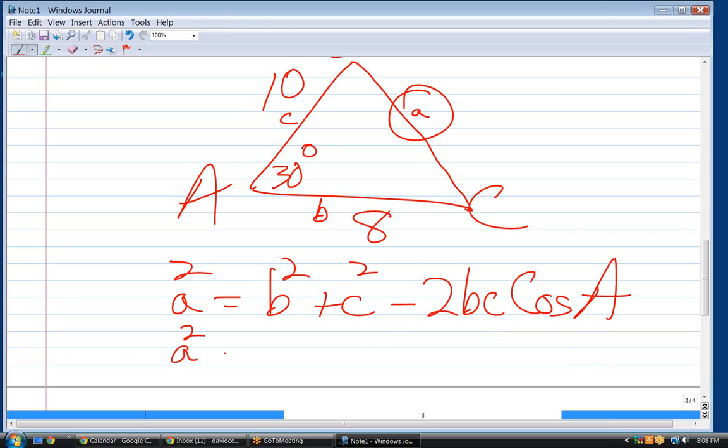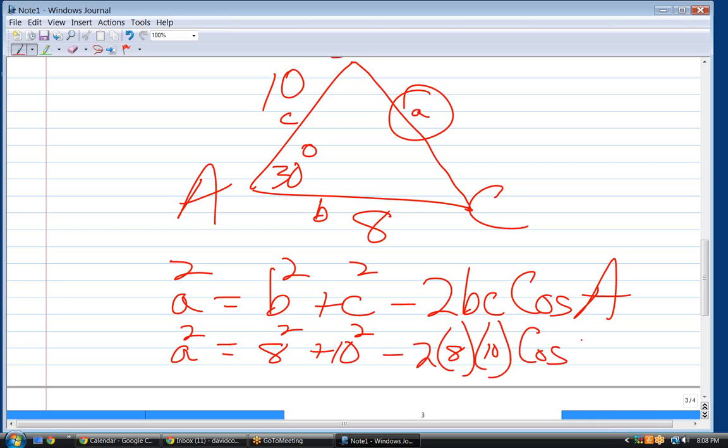So a squared equals 8 squared plus 10 squared minus 2 times 8 times 10 times the cosine of 30 degrees. Everything on the right side of that equation is a number. So a is the square root of that number. Okay. Once we come up with a, let's say that it is 7. I don't want to take the time to go through all the math.